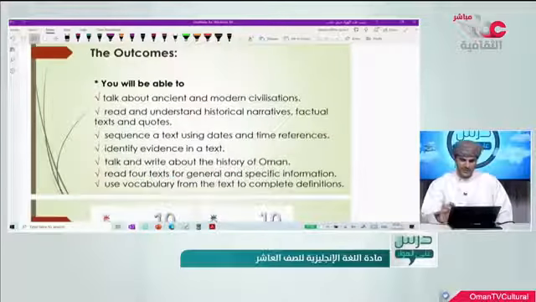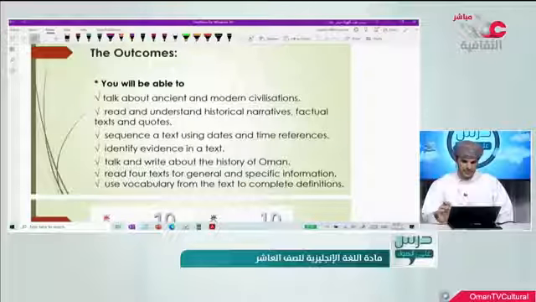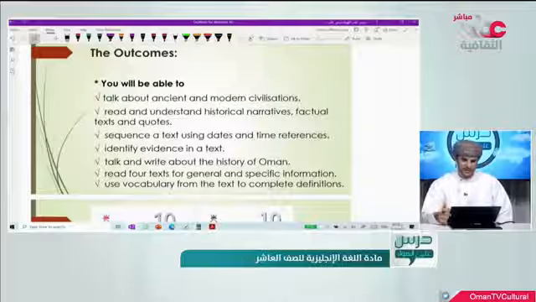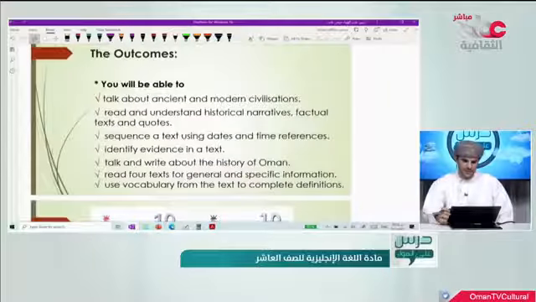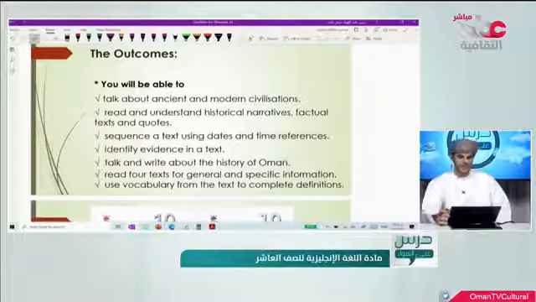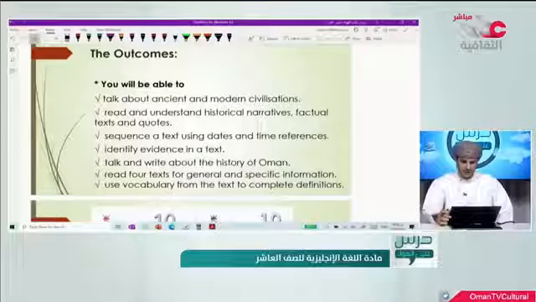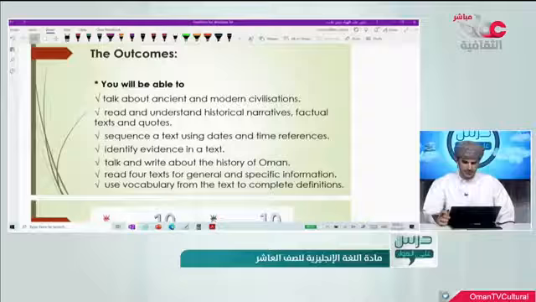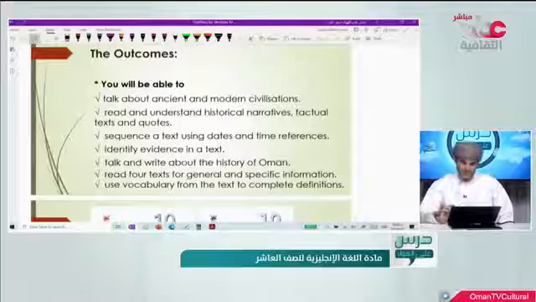Inshallah, by the end of this lesson we will be able to talk about ancient and modern civilizations, read and understand historical narratives, factual texts and quotes, sequence the text using dates and time references, identify evidence in a text, and talk and write about the history of Oman. Read 4 texts for general and specific information. Use vocabulary from the text to complete definitions.